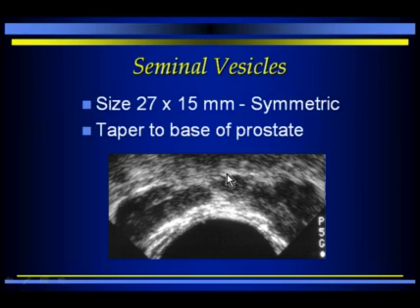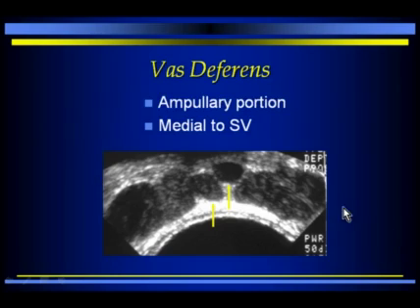This here is the vas deferens coming in medially, here and here, and this part here is the SV on each side. The seminal vesicles themselves taper as you get towards the apex of the prostate. So here we see the seminal vesicle tapering. The arrow is pointing to the vas deferens, and this arrow is pointing to the ampullary portion of the vas deferens, and the seminal vesicle coming here.